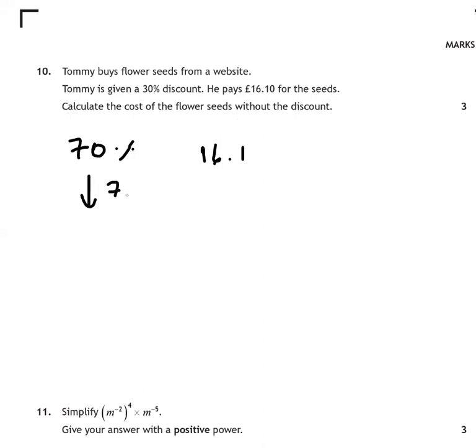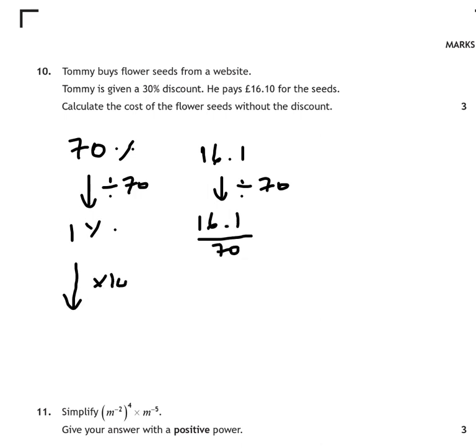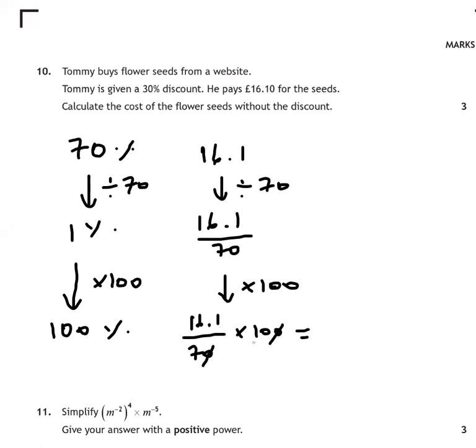And then we divide by 70 to get 1%. So 1% would be 16.1 over 70. And then we times by 100 to get 100%. So 16.1 over 70 times 100. And then the zeros would cancel, so we can just cancel those zeros. And then that would be 10 over 1 times this fraction. So you get 16.1 times 10 divided by 7 times 1. So that would become 161 over 7.